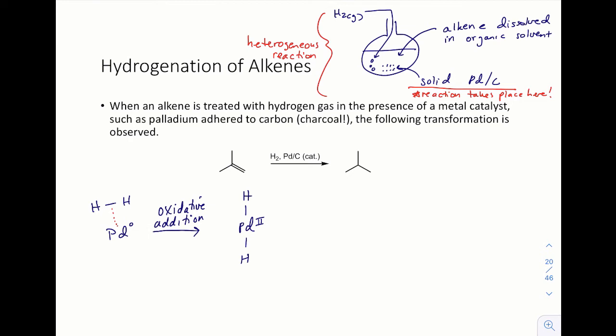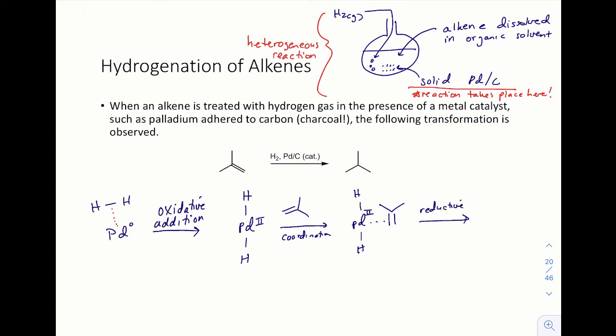Once a molecule of alkene collides with the surface of the palladium catalyst that happens to be coordinated to hydrogen, the palladium can coordinate to the pi electrons in the alkene. And that looks like this. Then from here, something very cool can happen. This step is called a reductive elimination.